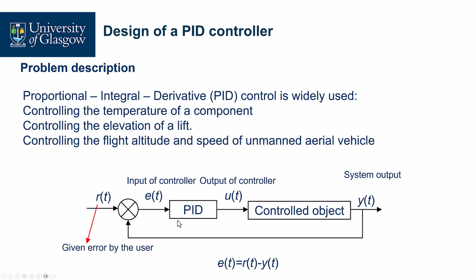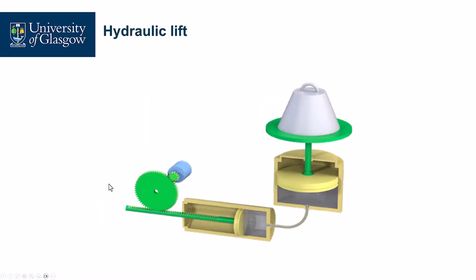The objective function here is to minimize the total error. This total error is related to this e(t), which is the difference between the system output and the target given by the user. We can see here an example of a hydraulic lift using PID control.